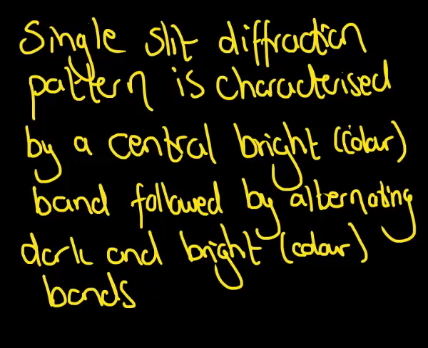So your single slit diffraction pattern is basically characterized by a central bright band, which in this case could be blue, followed by alternating dark and bright colored bands on either side of the central bright band.